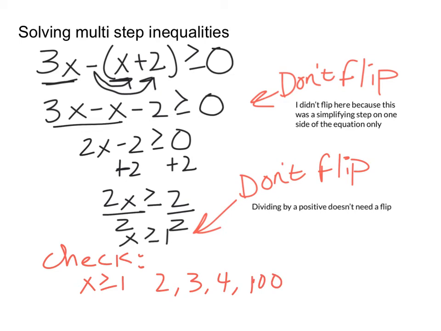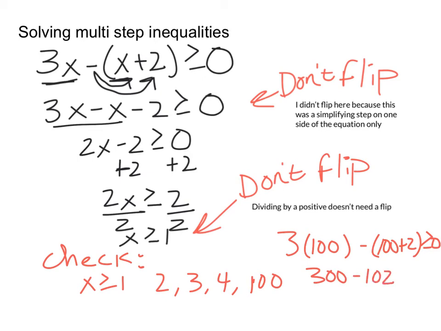So then I'm going to take one of those numbers and I'm going to plug it in. So 3 times 100, just pick any random number that should work, minus 100 plus 2 should be greater than or equal to 0. Well, 300 minus 102, I don't even need to do that to know that it's definitely bigger than 0. So it passed my sort of partial check.